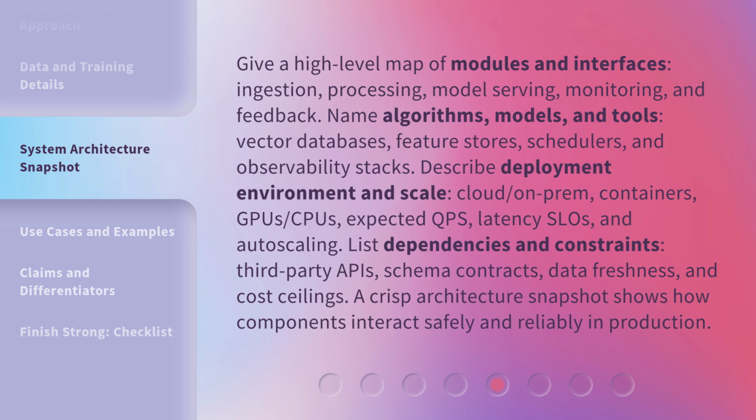Describe deployment environment and scale: cloud or on-prem, containers, GPUs, CPUs, expected QPS, latency SLOs, and autoscaling. List dependencies and constraints: third-party APIs, schema contracts, data freshness, and cost ceilings. A crisp architecture snapshot shows how components interact safely and reliably in production.